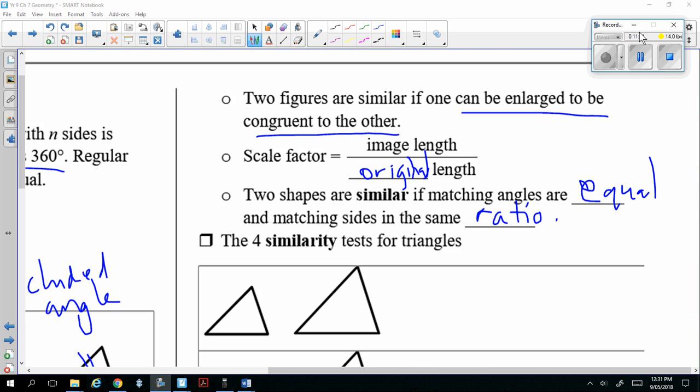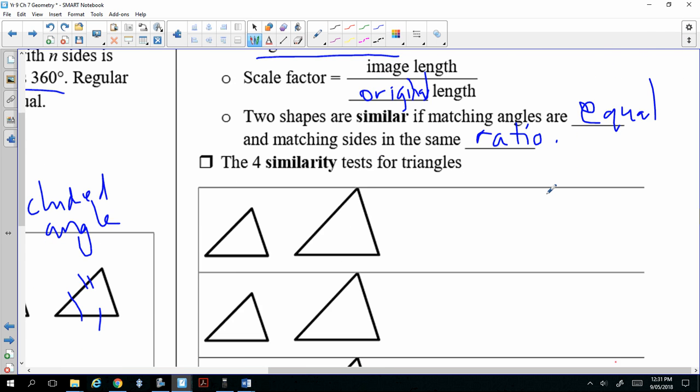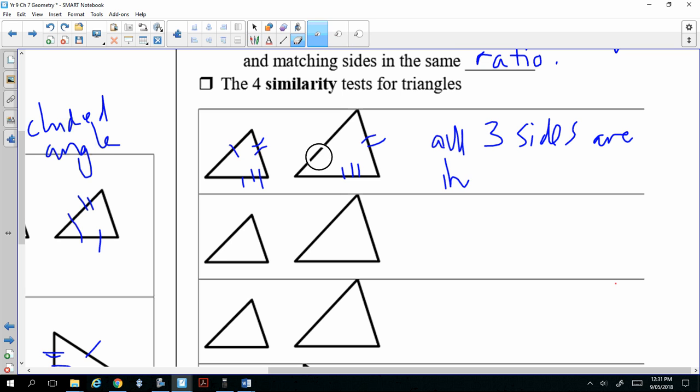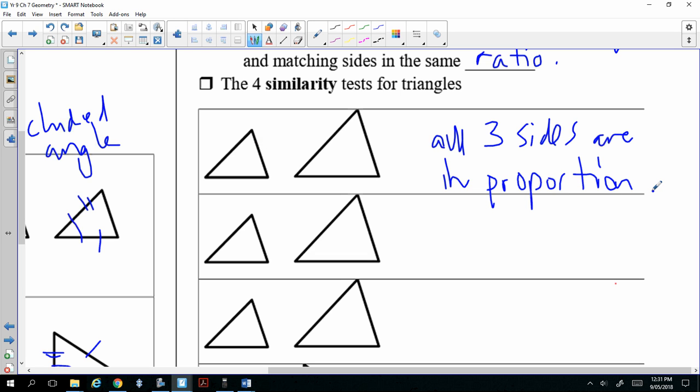What are the four similarity tests? The tests are: all three sides are in proportion. They're not necessarily equal, actually, I need to get rid of that. All three sides are in proportion.